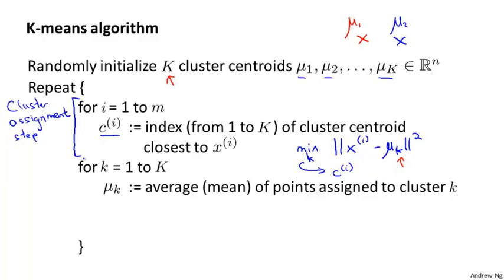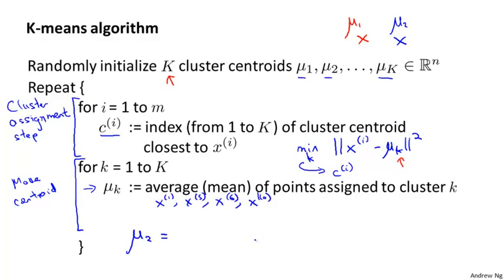The other inner loop of k-means is the move centroid step, and what that does is, for each of my cluster centroids, so for lowercase k equals 1 through K, it sets mu k equal to the average of the points assigned to that cluster. As a concrete example, let's say that one of my cluster centroids, let's say cluster centroid 2, has training examples 1, 5, 6, and 10 assigned to it.